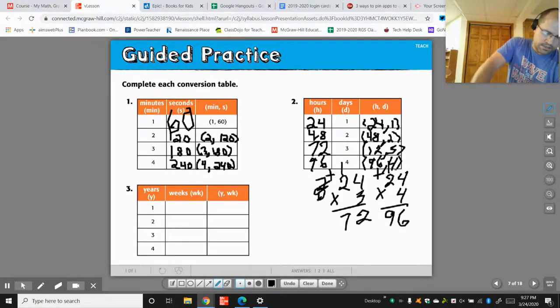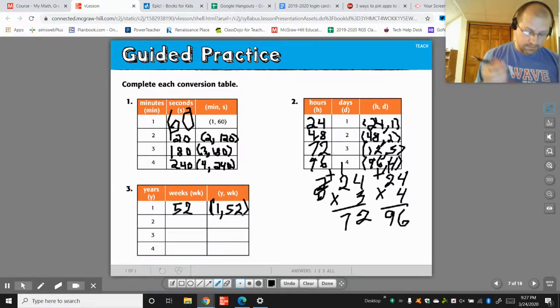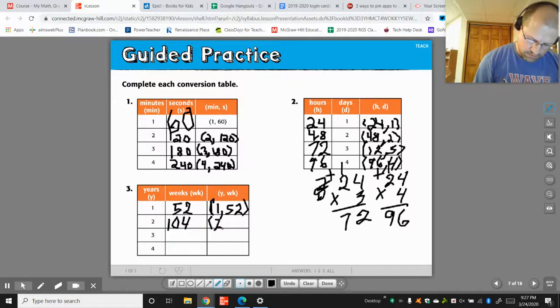All right. Years. Oh, I knew this would be on there. 1 year is 52 weeks. Sweet. I'm glad I mentioned that in the beginning of this lesson. 1 year is 52 weeks. Well, 2 years would be 52 plus 52, or 52 times 2, and that's 104. So we have 2, comma, 104. I'm going to be going out of the box. Sorry, guys.